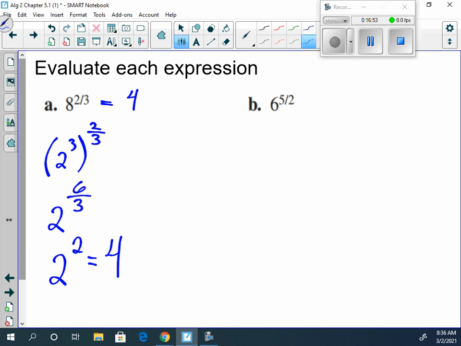Is there any way that I can rewrite 6 as a number to a power? Well, no, the only factors are 2 and 3, yes? So we can't rewrite it. So this one here, we're just going to have to plug it in.